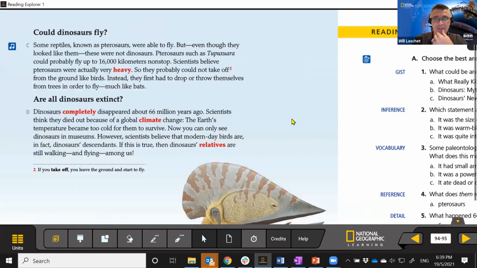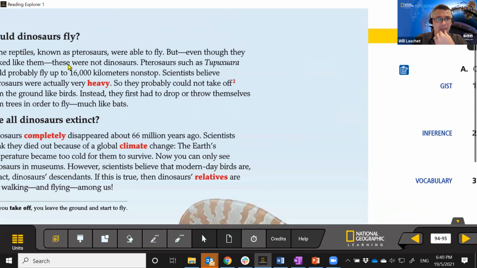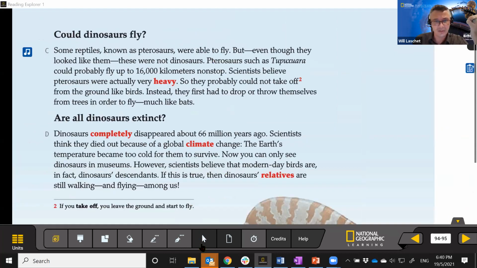Take a little bit of time on this question. So paragraph C, line 2. What we're looking for, let me highlight it. So this is the word that we're looking at. We want to find out what this word refers to. When we're doing reference, we want to look at the sentence before and the sentence after the reference that we're talking about. So before, we've got some reptiles known as pterosaurs were able to fly, but even though they looked like them, these were not dinosaurs. Pterosaurs, etc., etc. So actually here we only need to read up to here.